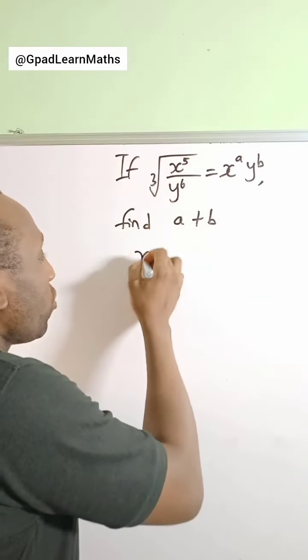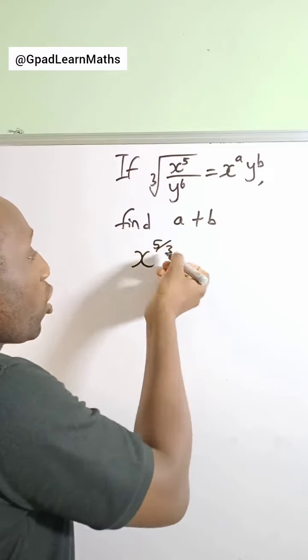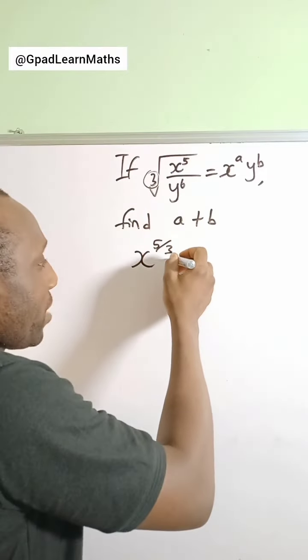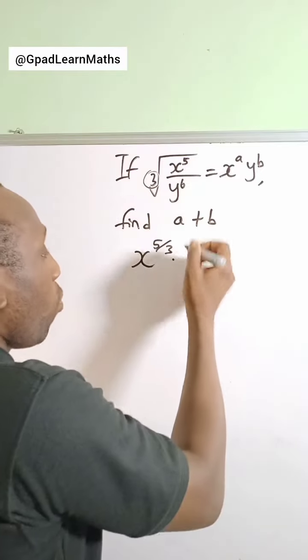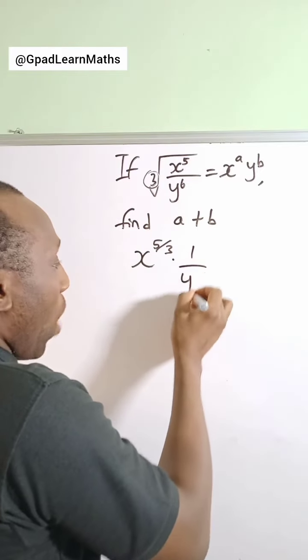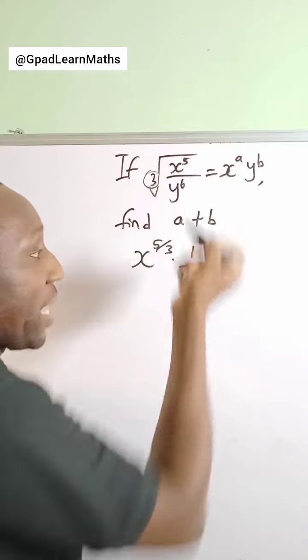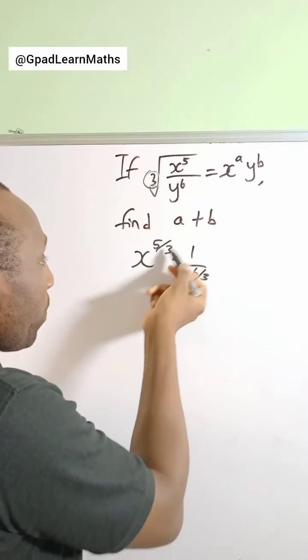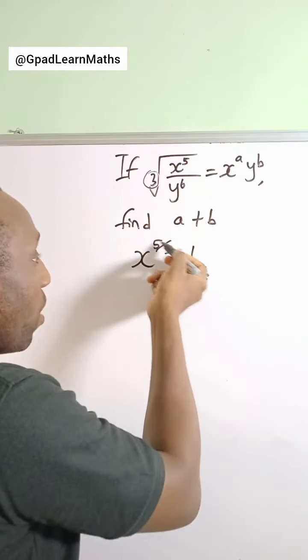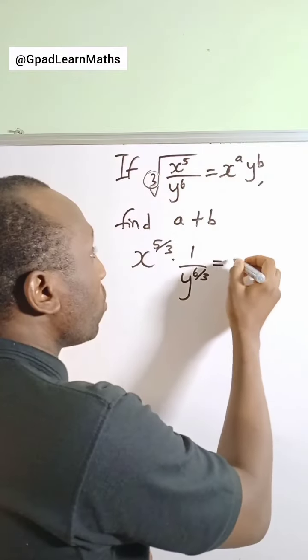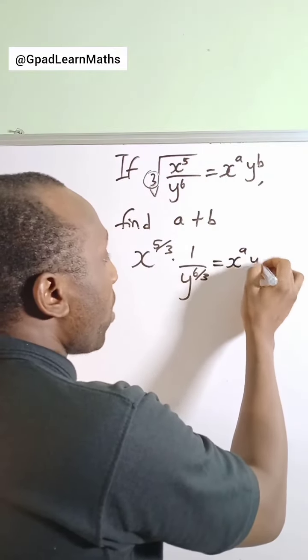So it's going to be x raised to the power 5/3. This 3 is coming from the cube root we have here. And then I'll just write it as dot. This is 1 over y raised to the power 6/3. Again, this cube root is affecting x and y. So if you multiply x raised to the power 5/3 and this, it will give you back this, and is equal to x raised to the power a, y raised to the power what?